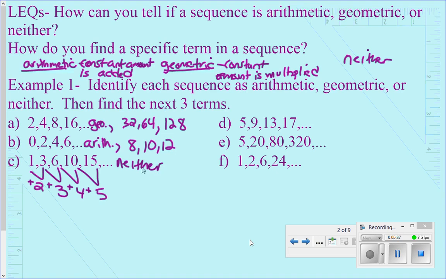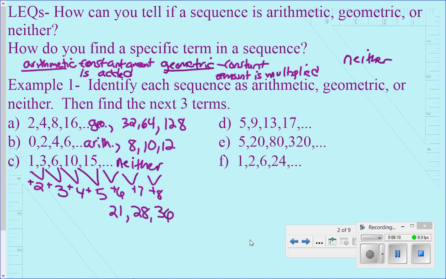But I still have to figure out what the pattern is because I need to get the next 3 terms. Well, we wrote the differences out here, and it's 2, 3, 4, 5. Hopefully you're seeing there's a pattern with those numbers. They are 1 away from each other. So to get the next term, I'm going to add 1 more, which is 6, and then I'm going to add 7, and then I'm going to add 8. So when I add 6 to 15, I get 21. 7 to 21, I get 28, and 8 to 28, I get 36.